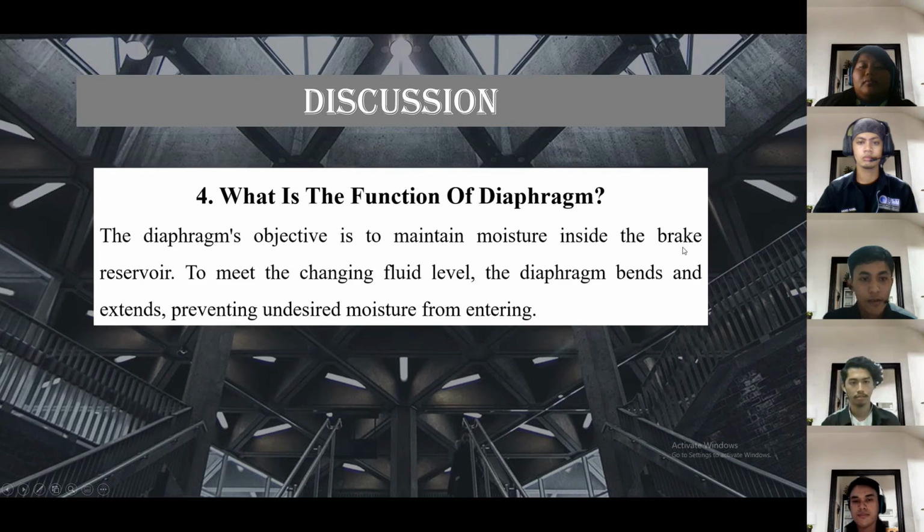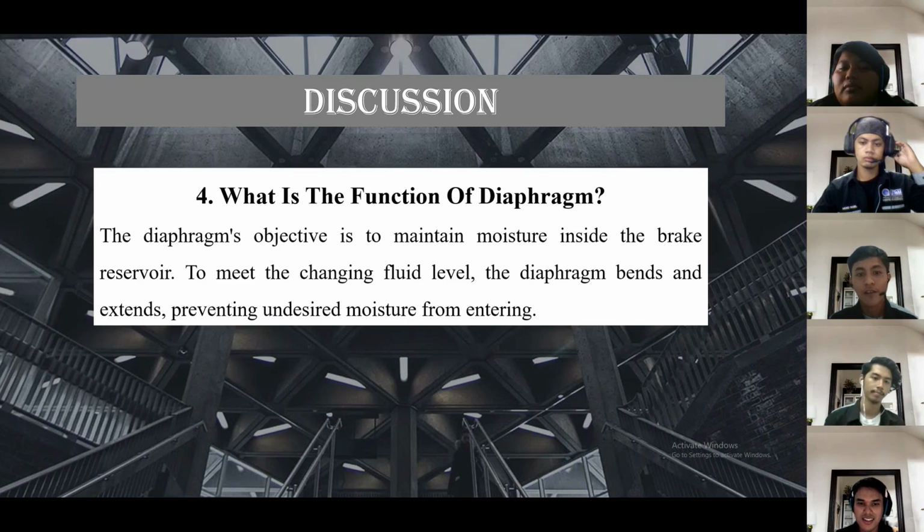Next. The fourth question is, what is the function of the diaphragm? The diaphragm's objective is to keep moisture out of the brake reservoir. To meet the changing fluid level, the diaphragm bends and extends, preventing undesired moisture from entering the brake reservoir.